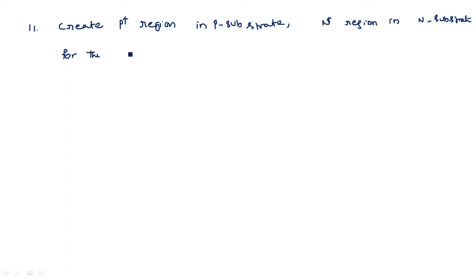So create P plus region in P substrate, N plus region in N substrate or N well. Well is nothing but substrate here for the source substrate connections. Okay.